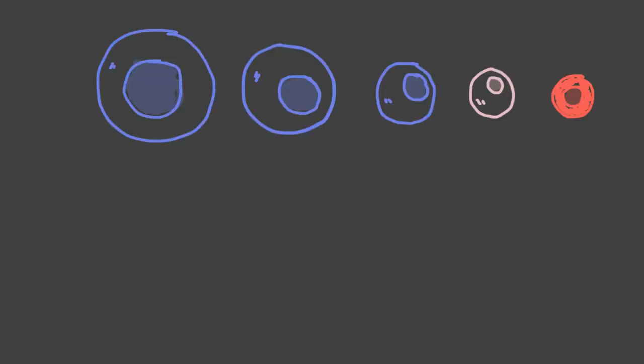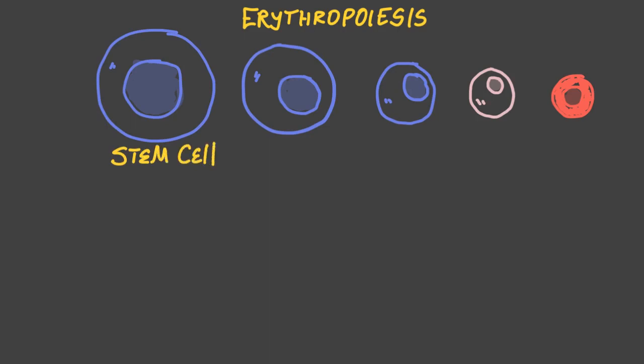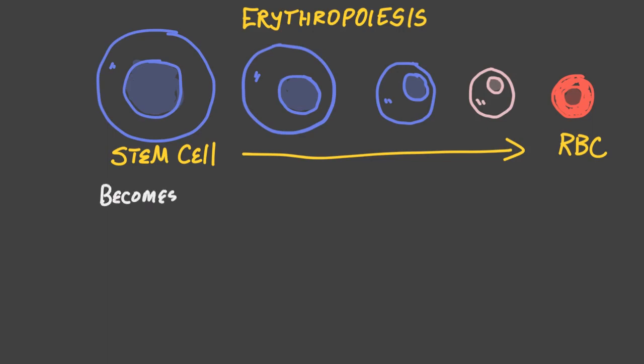Here is the process of erythropoiesis. We see 5 cells here. The cell on the left-hand side is called the stem cell. It's the cell that differentiates into the red blood cell at the right-hand corner. Notice how the cell has changed from the stem cell to the RBC. So let's look at the major changes.